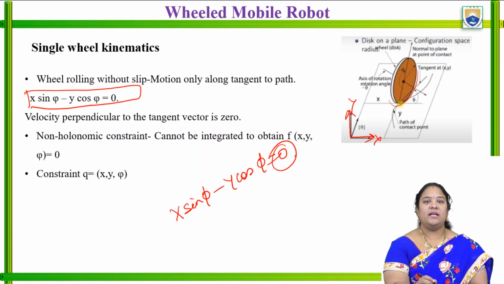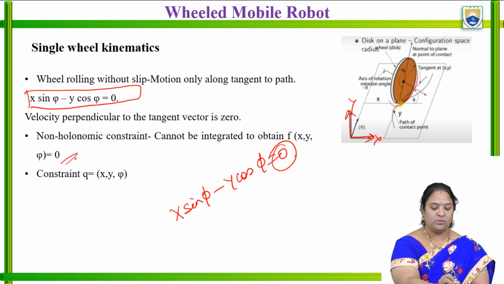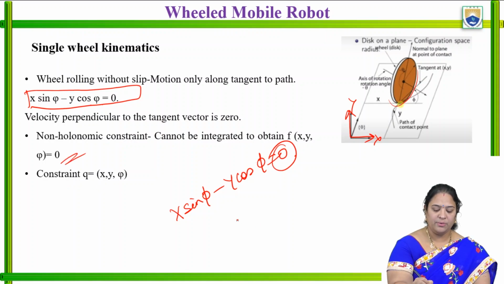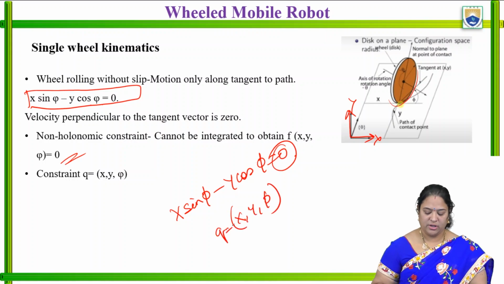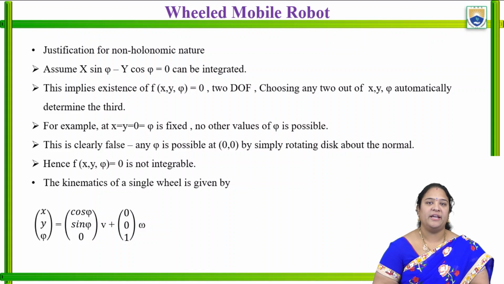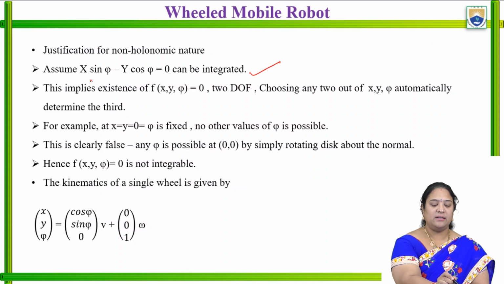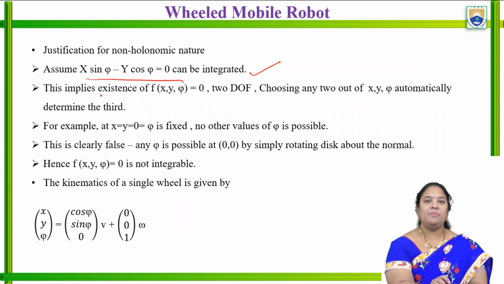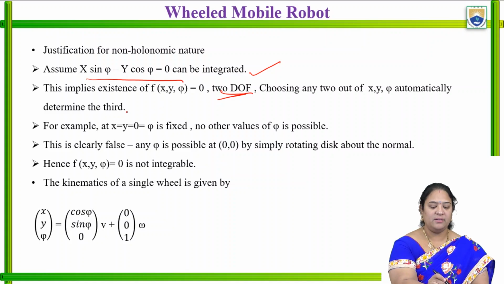And we can also say the non-holonomic constraint cannot be integrated to obtain 0. So the configuration q is equal to x comma y comma phi. Right, q will be equal to x comma y comma phi. Now, in order to justify this particular equation with respect to the holonomic nature, how will we justify that? It can be integrated. So this particular term can be integrated. This implies that x comma y comma phi is equal to 0 with respect to the 2 degrees of freedom, as I've told you, automatically determining the third.